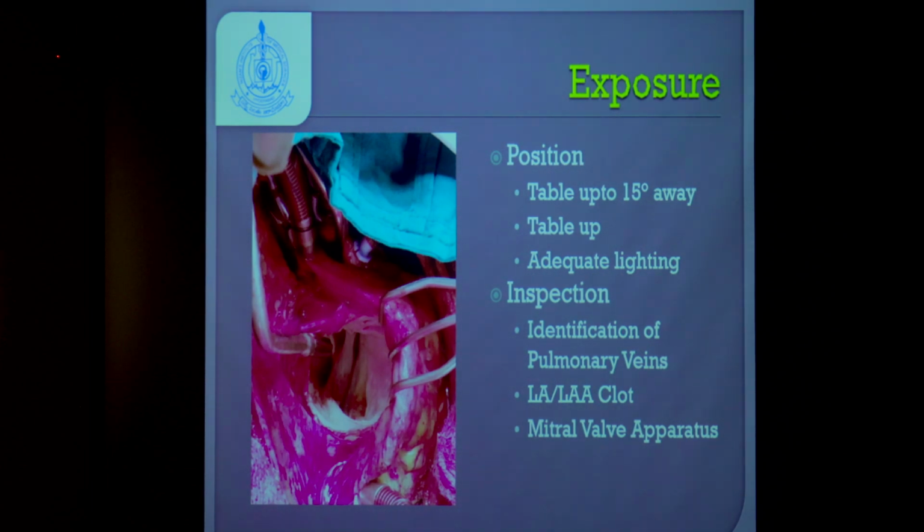What do we see? Whenever we open any structure, whenever we open the heart, we always first need to inspect what we are doing and where we're doing it. So what all do we need to see? We need to identify the pulmonary veins, check if there's any LA appendage or LA clot, and we need to inspect the mitral valve apparatus as a whole.